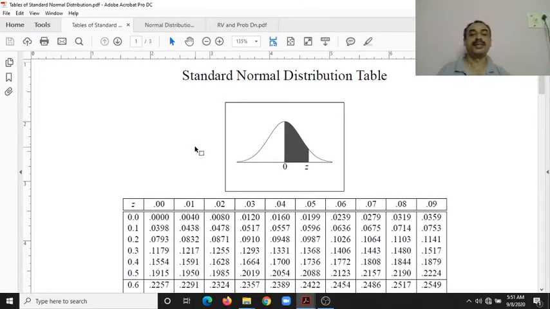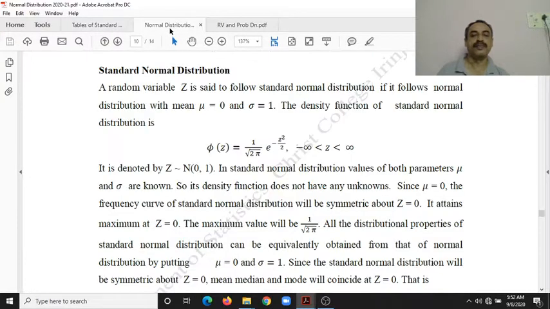Today we will discuss tables of standard normal distribution. Before we start with tables of standard normal distribution, we can have a look at the equation of standard normal distribution and also its important properties. The standard normal distribution is a case of normal distribution with the mean 0 and standard deviation 1.